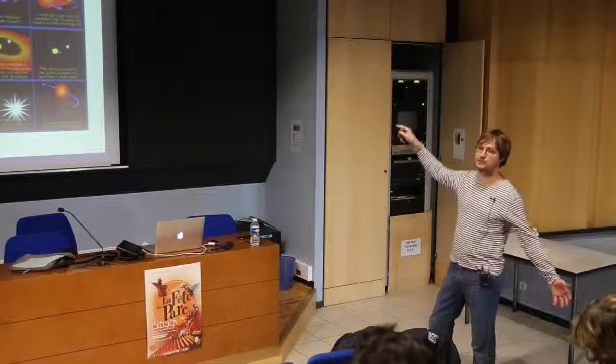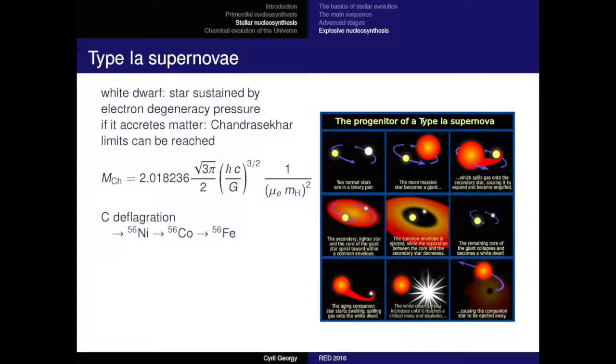Due to its radius inflation, these stars become huge, so it becomes easy to transfer mass from this star to the white dwarf. Progressively, the white dwarf will accrete matter, and it can reach at some point what is called the Chandrasekhar mass. The Chandrasekhar mass has this expression here and is about 1.4 solar masses. It is the maximal mass that can be sustained by electron degeneracy pressure.